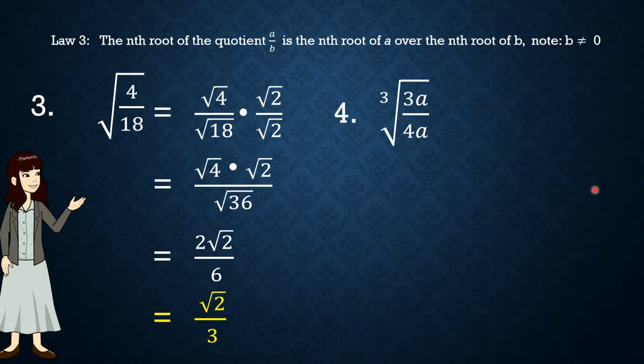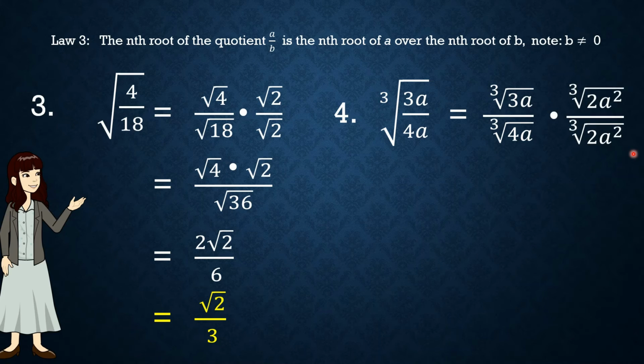Number 4. Cube root of 3a over 4a. So we have cube root of 3a over cube root of 4a. We write it like that, then we need the perfect cube. For the 4, we need to multiply by 2. 4 times 2 is 8, and that is a perfect cube. And what is the perfect cube for a? We need to multiply by a squared so that we have a cube. So we need to rationalize.